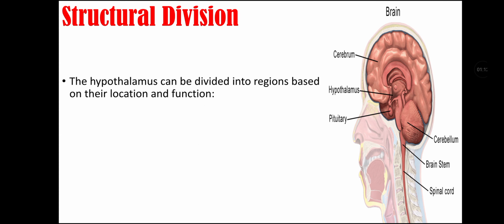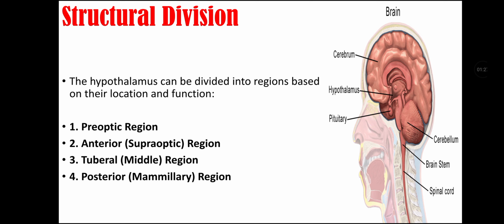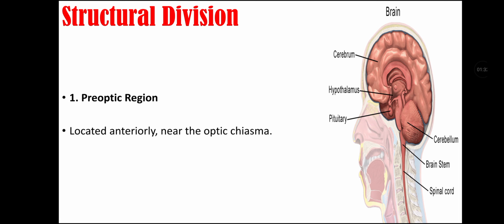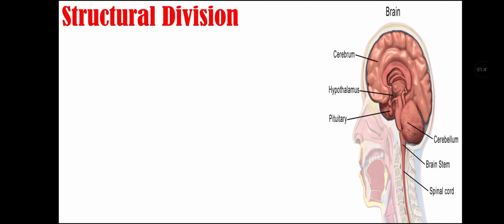Structural division of hypothalamus. Hypothalamus can be divided into regions based on their location and function. It has the preoptic region, the anterior region that is also called the supraoptic region, the tuberal region that is called the middle region, and the posterior region that is also called the mammillary region. First division of hypothalamus is the preoptic region. It is located anteriorly near the optic chiasma. It regulates body temperature, sexual behavior and release of gonadotrophin.